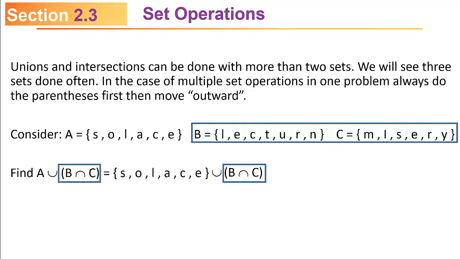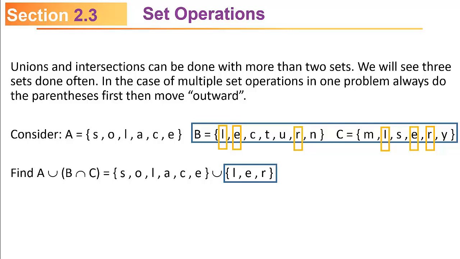B intersects C means the elements that are in common to B and C. So if you look back up at B and C, you can see that they both have the L in it, they both have the E, and they both have the R, and that's it. So the intersection of B and C, you can sort of look back up and see that pretty easily. So you can see that the intersection of B and C is the set containing L, E, R.